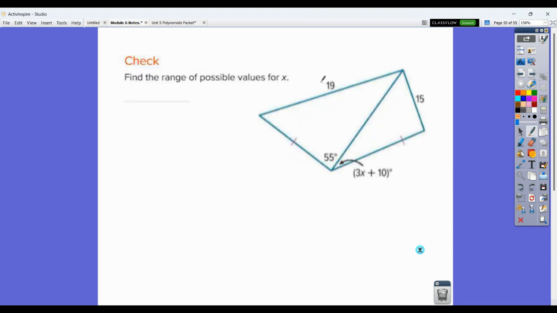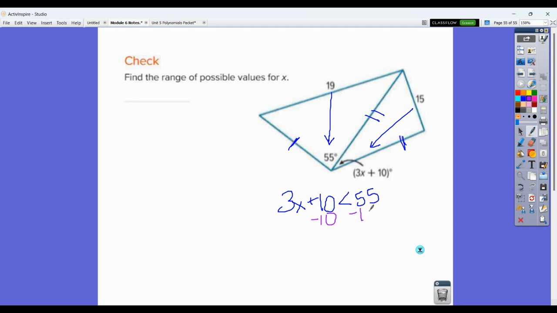So find the range of possible values for x. If we look at our problem here, we can figure out that we have this congruent side, and then we have this other set of sides that are congruent. So we have those two sets that are congruent. So since 19 is bigger, this angle has to be the bigger angle, and this one has to be smaller. So what we know then is that 3x plus 10 has to be smaller than 55. Can't be equal. If these two were equal, then those two angles would be equal. But we have it less than.